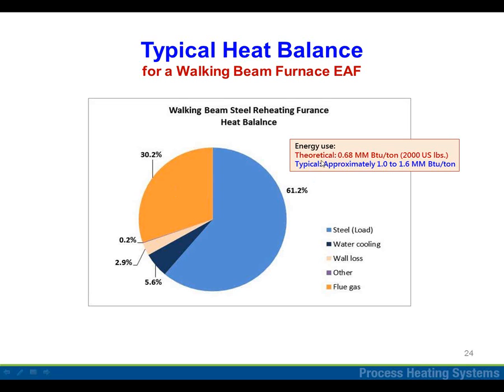And then energy use. Theoretical energy use is 0.68 MMBTU per ton. So this much is needed, 0.68 MMBTU per ton. But in reality, you end up consuming 1 to 1.6 MMBTU per ton. Because of these losses, you are basically consuming more heat energy.